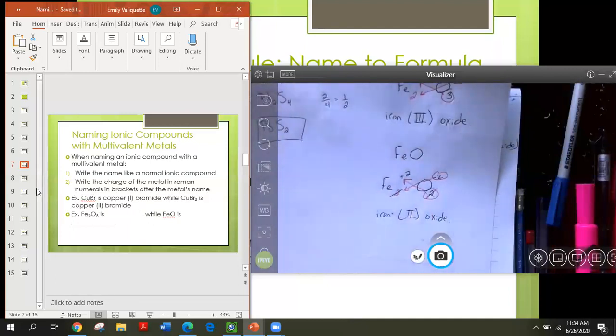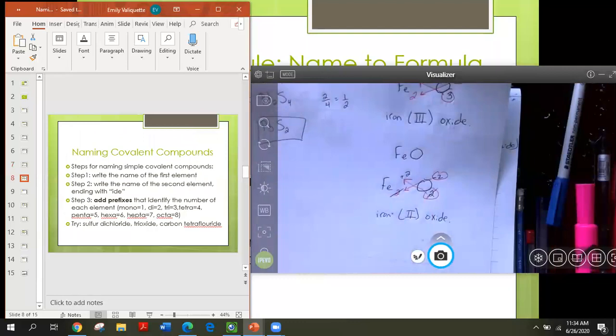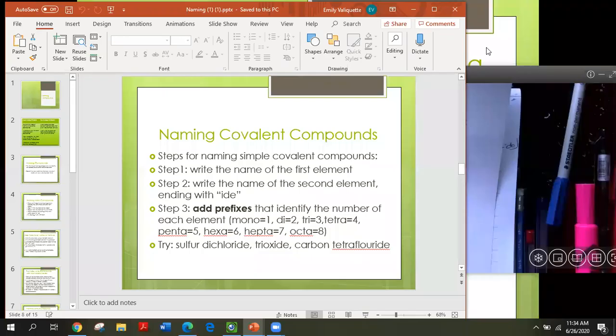So that's how we deal with our multivalent metals. Next up, we have our covalently bonded compounds, also called our molecular compounds.